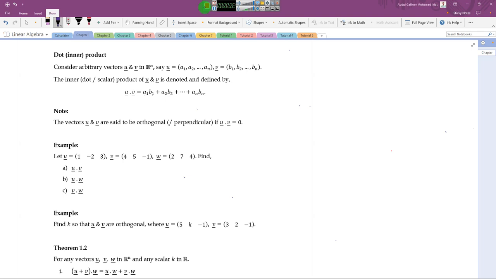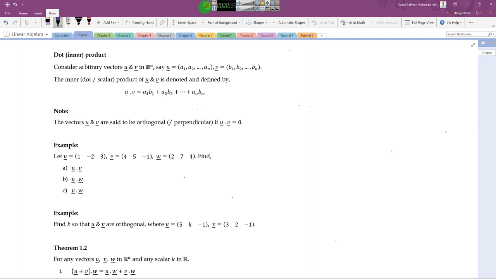Welcome to the second lecture on linear algebra. In the first video, we discussed vectors, vector addition, scalar product, and linear combination of vectors. So from this video onwards, we will be looking at dot products and cross products and some properties of dot products and cross products.